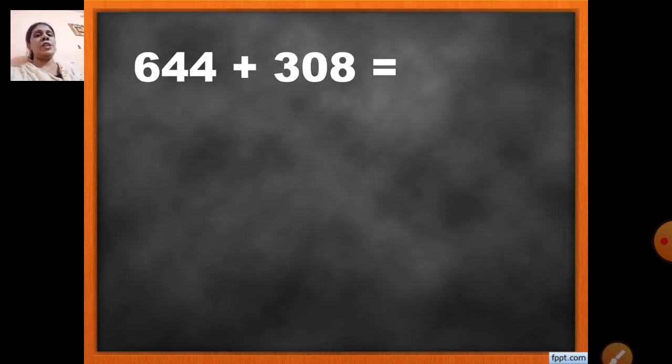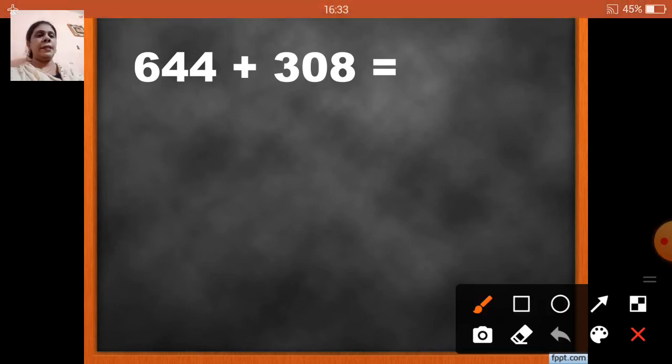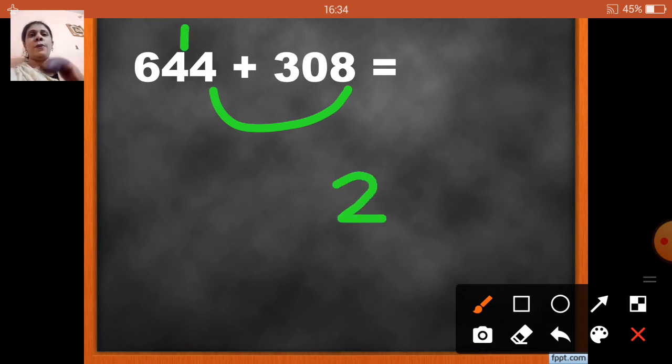664 plus 308. Sorry, 644 plus 308. So, shall we start? Units with units. Let us add units with units, that is 4 plus 8. So, let us count. After 8 add 4 more fingers: 9, 10, 11, 12. So, what I am going to write is 2 and carry over 1 here. Now, 4 plus 1 will be how much, children?